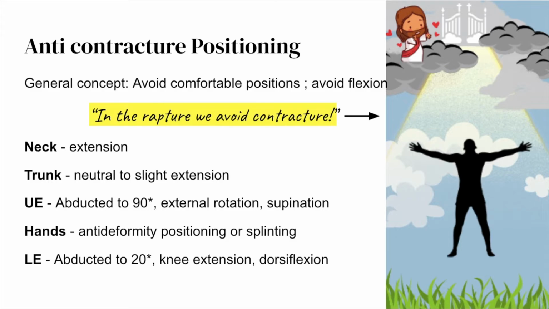The neck will be in extension, the trunk will be in neutral to slight extension, the upper extremity is going to be abducted and externally rotated with some supination as well. The hands will be in the anti-deformity positioning or splinting, and then lower extremities will be abducted to 20 degrees with knee extension and dorsiflexion, because the body is going to want to fight all of this and do the exact opposite of this, and we're not going to let it.